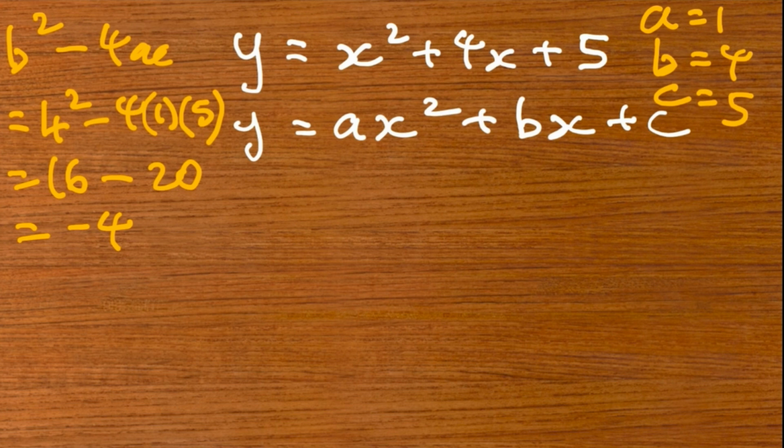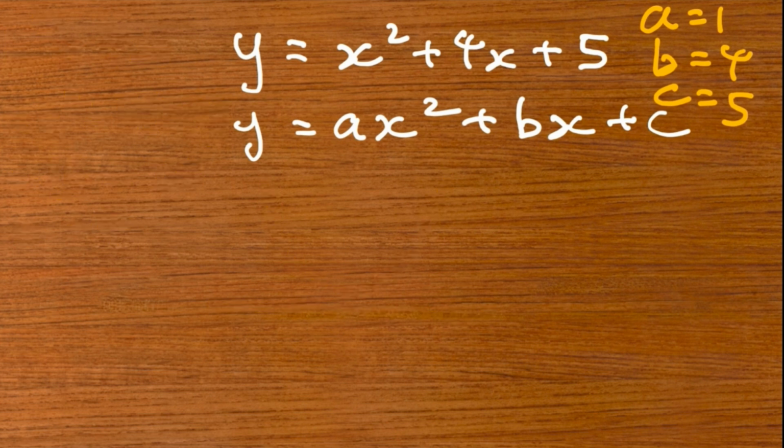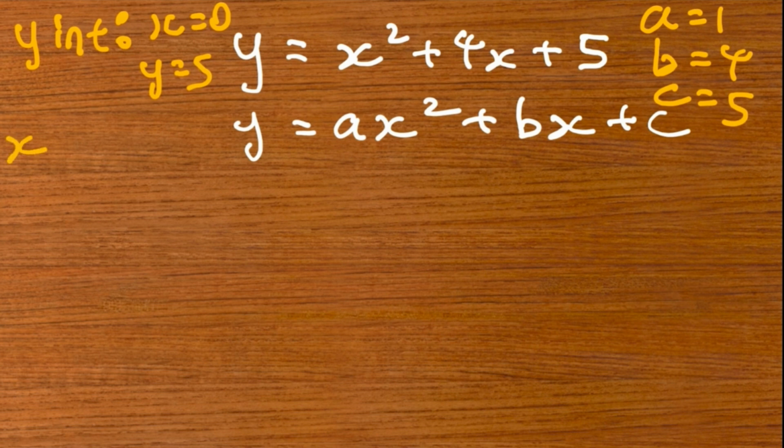So it should look something like this. No roots means that it will not touch the x-axis. The parabola will be non-inverted, so you can expect the graph to have this shape. As usual, we'll move on to determining our y-intercept, x-intercept, and vertex. The y-intercept we can find by letting x be 0. This gives us 5. The x-intercept, to find it, we have to let y be 0.